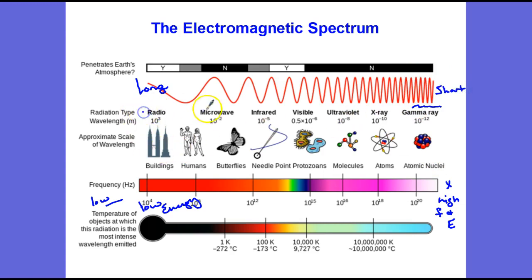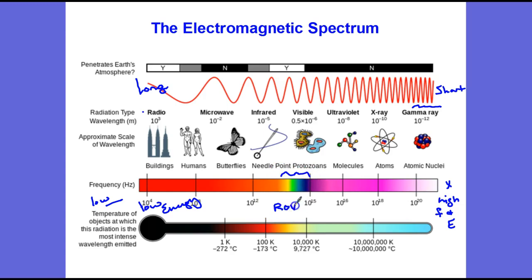You need to know the order of the radio waves, microwaves, infrared, visible, ultraviolet, X-rays, and gamma rays. The gamma rays are the highest energy, shortest wavelength, highest frequency, and radio is the longest wavelength, lowest frequency, lowest energy. The visible spectrum is here in the middle.